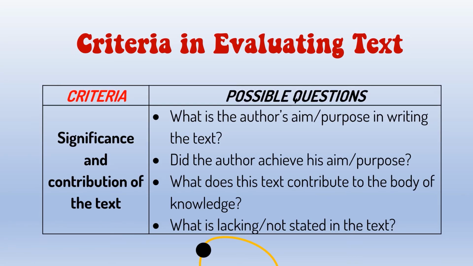The first criteria is the significance and contribution of the text. In this criteria, para makita mo yung significance and contribution of the text, just answer these questions. What is the author's aim or purpose in writing the text? Did the author achieve his aim or purpose? What does this text contribute to the body of knowledge? And what is lacking or not stated in the text?